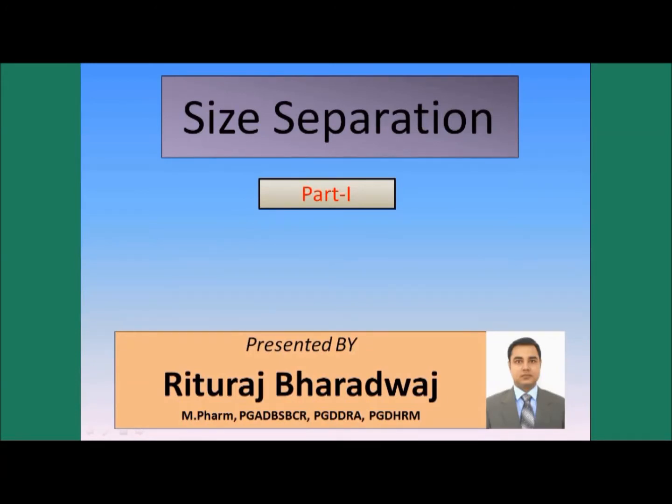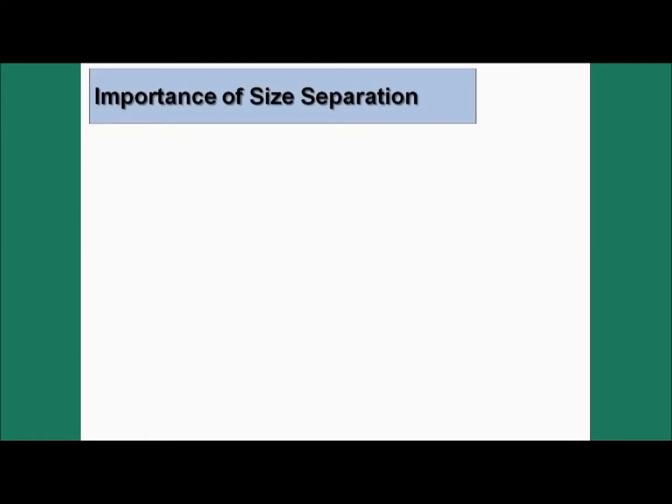Now this size separation of the powder can be done with the help of different instruments in pharmaceutical engineering processes. So let's start the size separation. You see the importance of size separation. First of all, size separation is necessary to formulate a uniform dosage form, because if the size is properly separated, then you can get uniform particle size, right?